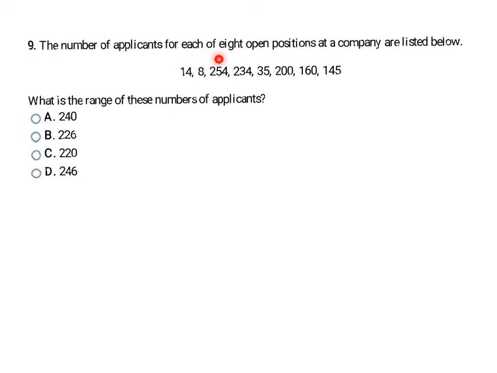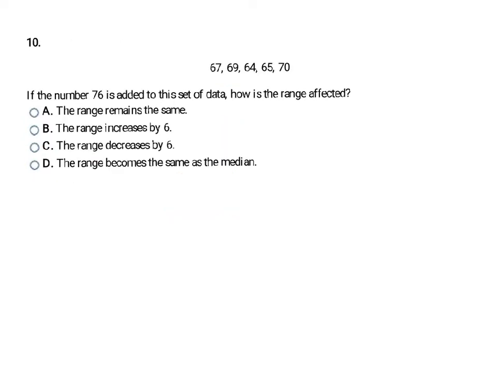So here we have the number of applicants for each of the 8 open positions at a company are listed below. What is the range of the number of applicants? Remember, the range is calculated by taking the biggest number minus the smallest number. So my smallest number here is 8, and my biggest number is 254. So you always want to double check that you can't find a number smaller or bigger in your list. And then I'm just going to go ahead and take 254 minus 8. And when I do that, I get 246 as my answer, so choice D.